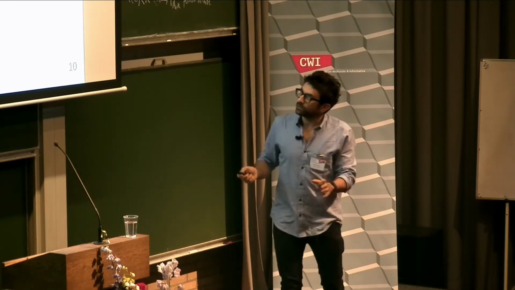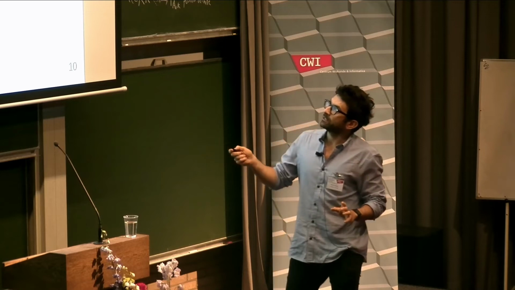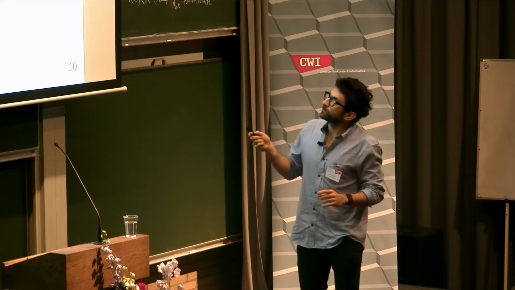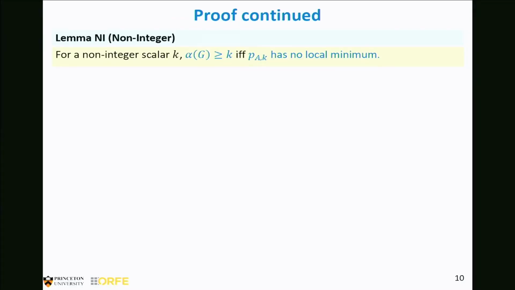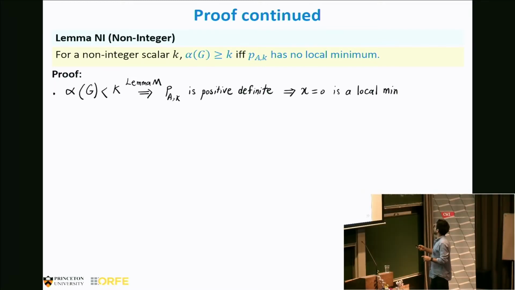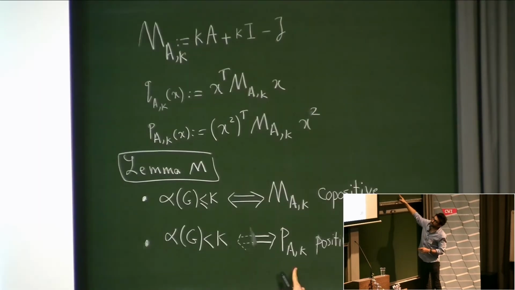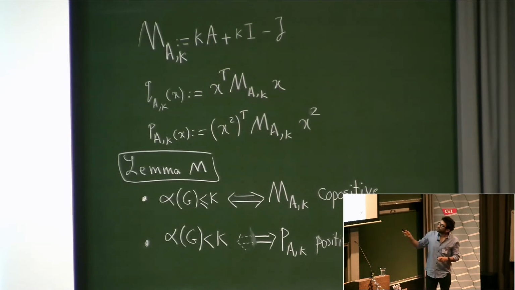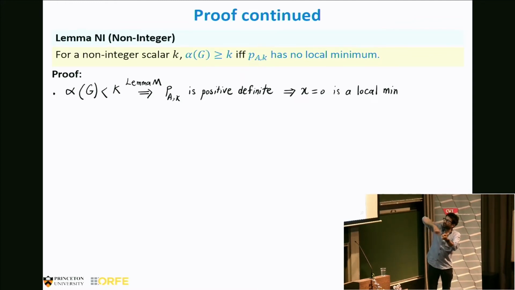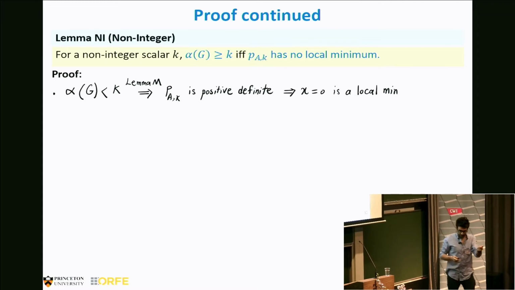Okay, so now my goal is to prove this. I call it the non-integer lemma. For any non-integer scalar k, alpha is more than k if and only if PAK has no local min. So one direction is easy, and it doesn't use the non-integer fact: if alpha is less than k, then PAK is positive definite. If PAK is positive definite, x equals 0 is a local min, right? Because the form vanishes at 0. If it's positive everywhere else, this is a global min. It's definitely a local min.